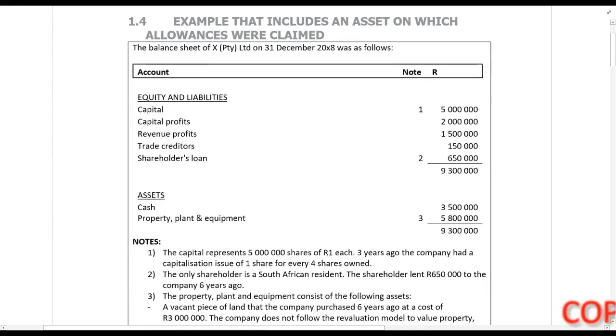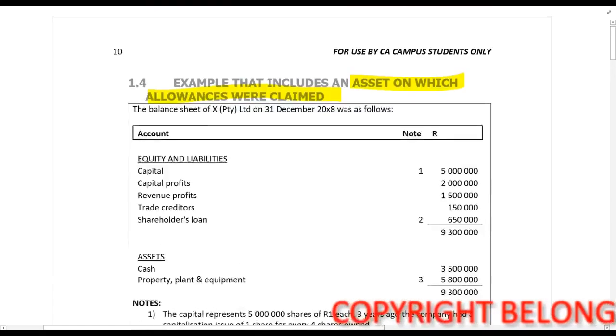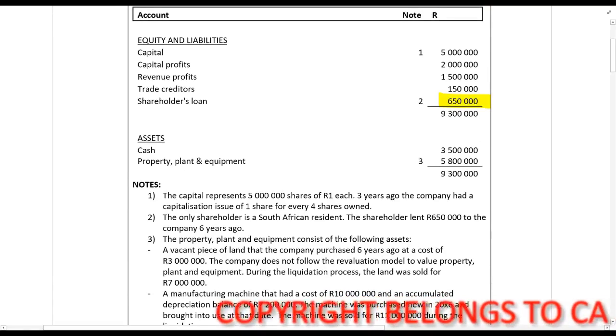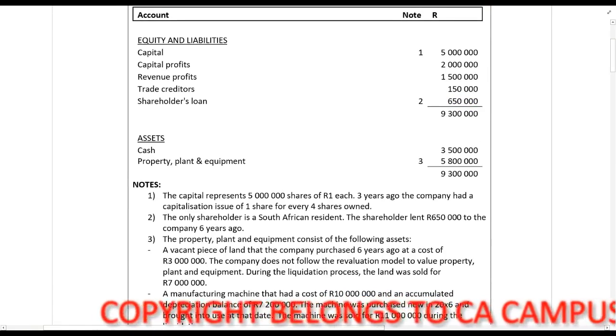All right, example 1.4. Now what we're going to do is include an asset on which allowances were claimed. The rest of it's the same. The only difference between example 1.4 and 1.3 is we have this shareholder's loan in there again, and that's all just to confuse you, because shareholder's loan is liabilities and we are looking at equity.